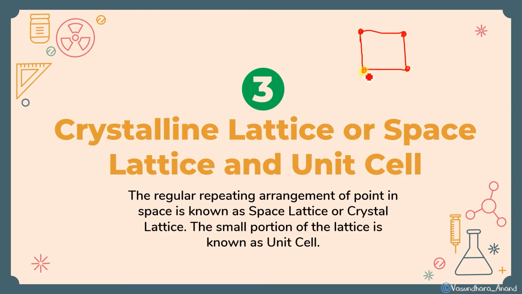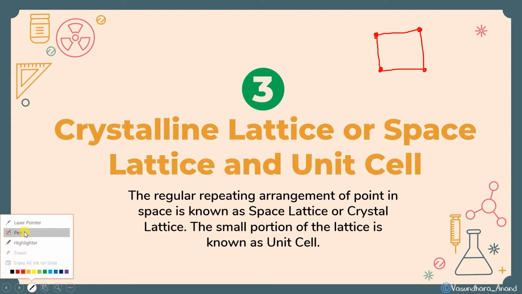And if we attach these two lattices, then it forms a shape. It gives a shape. Okay. So the regular repeating arrangement of points in space is known as space lattice or crystal lattice. Got it? And that small portion of the lattice is known as unit cell.